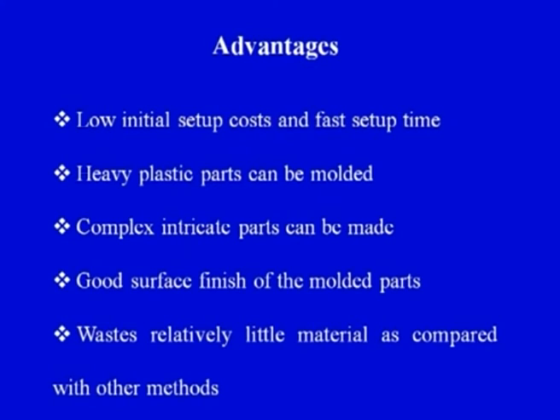Heavy plastic parts can be molded. We can have large mold halves, two mold halves, and we can get bigger products, heavy plastic parts also. Complex intricate parts can be made because we are applying pressure on the plastic in this particular case. Under pressure the plastic may be able to flow to each and every corner of the mold cavity. So complex parts can be made by compression molding.